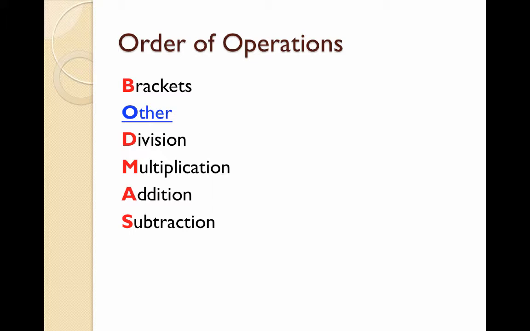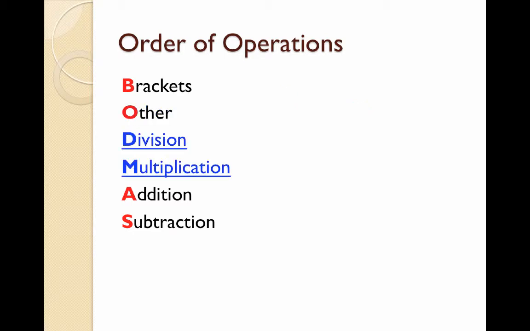Other is a little bit of a controversial one. This really stands for all the other operations besides division, multiplication, addition, subtraction. In my example, I'm going to give you something with a squared in it. A squared is a little 2 above a number. That means multiply this number by itself. So 5 squared, or 5 to the power of 2, is 25, 5 times 5. Now I take away 2 and I get 23 as my correct answer.